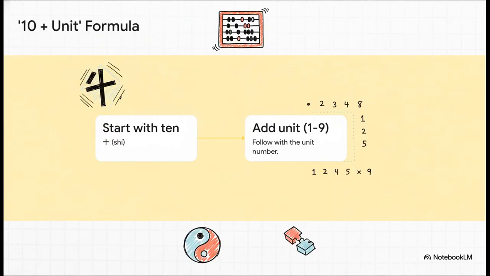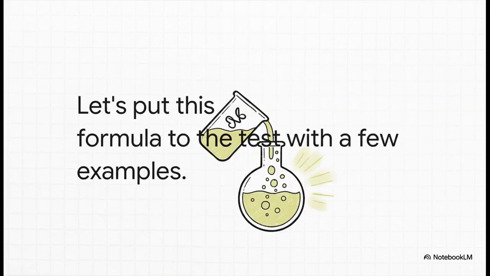The formula couldn't be simpler. Seriously, it's a two-step process. First, you say 10, which we now know is shi, and then you just add the unit number, 1 through 9. And that's it. That's the whole formula. No tricks, no exceptions. All right, theory is one thing, but seeing it work is where the magic happens. Let's put this super simple formula to the test and see what it looks like with a few real examples.